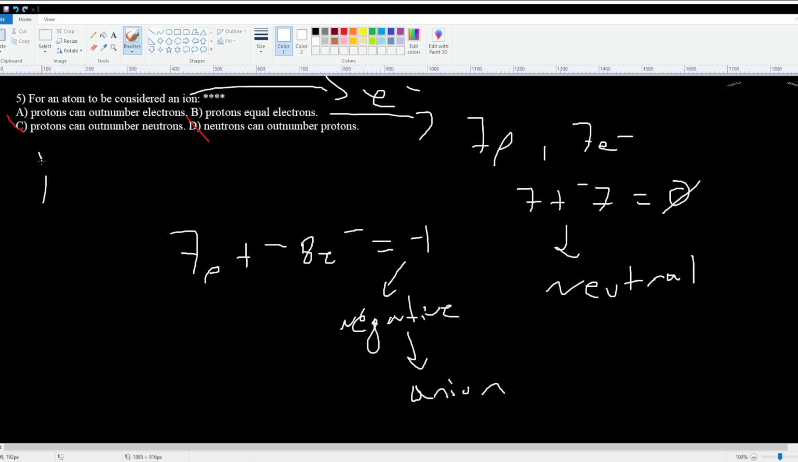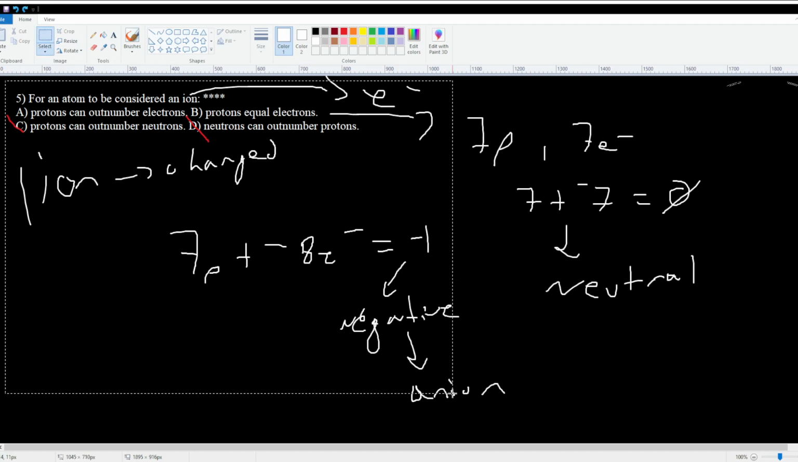So when we're talking about ions, an ion is just an atom that is charged. That's really all it is. So just know the definition of an ion, and you'll be solid for the exam. I don't really have much else to say on that. So let's move on.